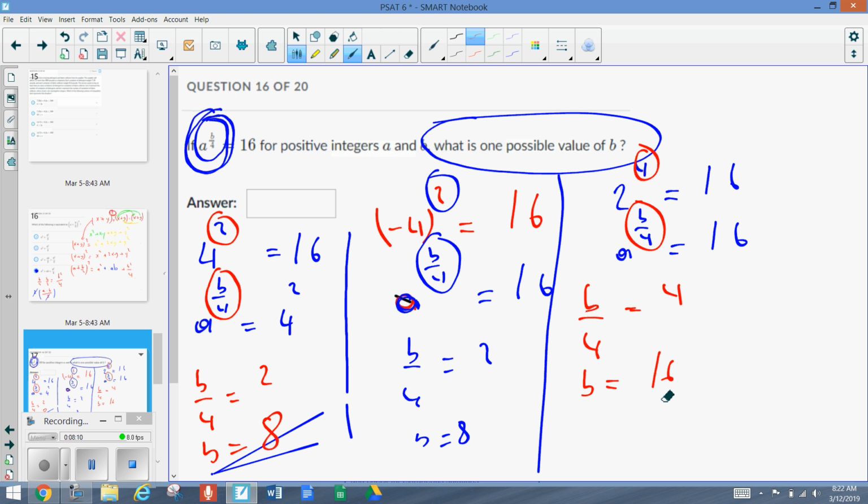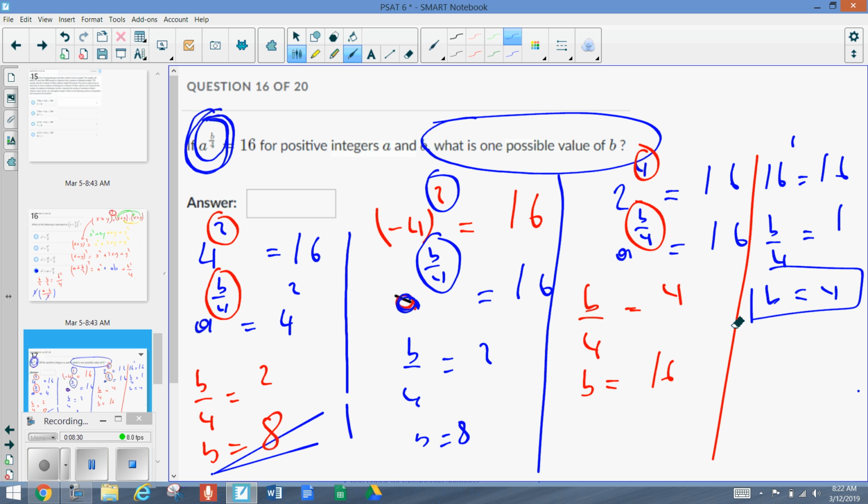Also, what else can you write here? Can you do this? 16 to the power of 1. 16 to the power of 1 is equal to 16. So in that case, B over 4 is equal to 1. So B is equal to 4. This is one another possibility.